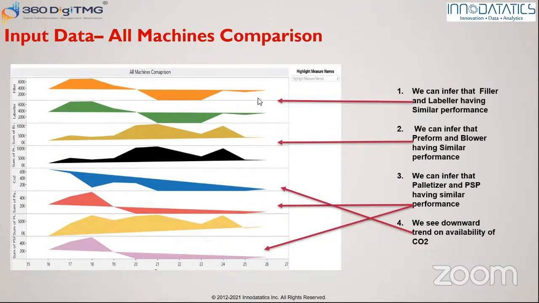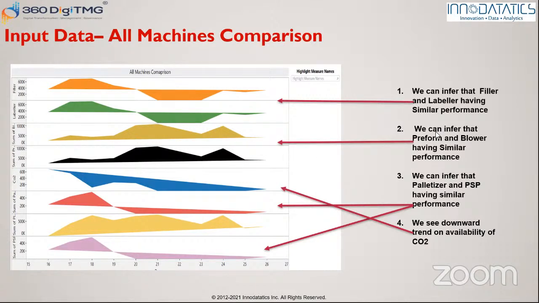The labeler has a similar performance with the filler. These two are linked together. If issues are found, we can see that similar kinds of issues will be found in the labeler and the filler. So if there is an issue with the labeler, obviously there will be some issue with the filler here.